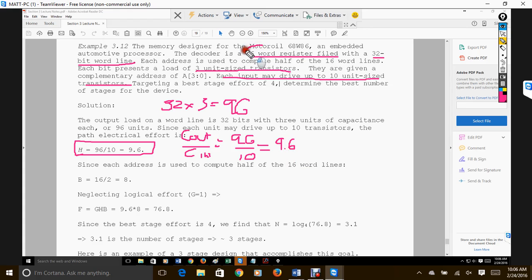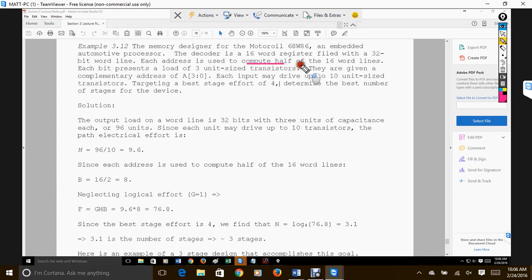Now what's happened is you have 16 word register filled lines, right? And the other portion is each address is used to compute half of the 16 word lines. So that means that each address is going to compute half of them, so you have 16 over 2, which is 8. And since you're driving inverters, G equals 1, this becomes GHB 9.1 times 9.6 times 8.